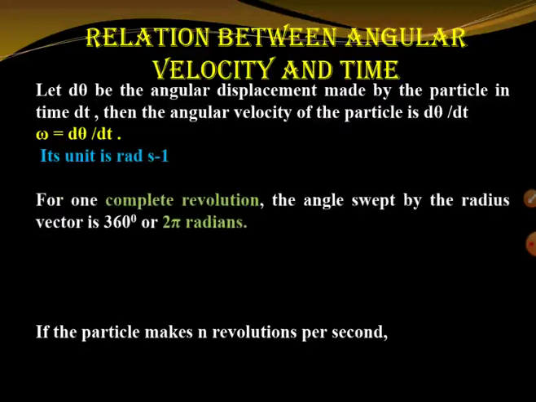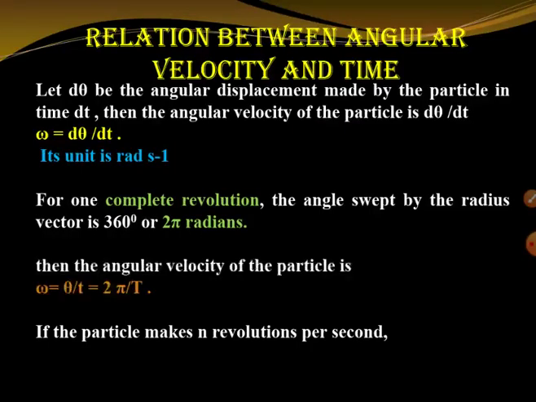And now for one complete rotation, the angle swept by the radius vector is 360 degree or twice pi radian. Then the angular velocity is theta divided by t. Here theta, for the whole rotation, will be 360 degree or twice pi, and this time will be your time period, the time taken for one complete rotation or revolution, denoted by capital T. So omega is twice pi divided by capital T, the time period.